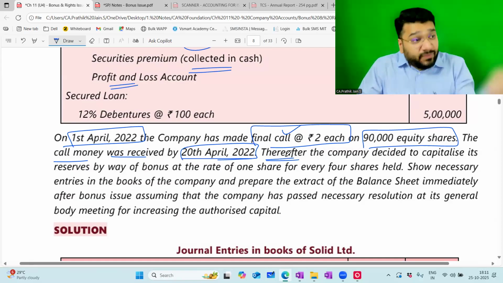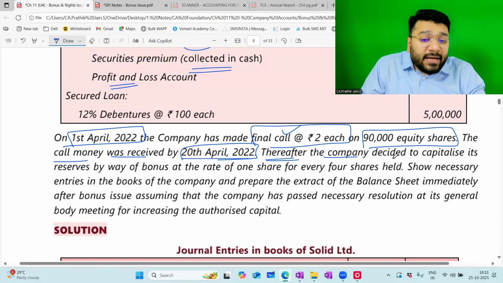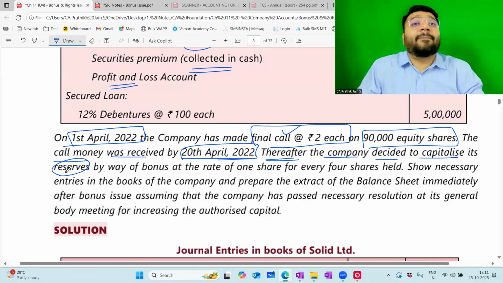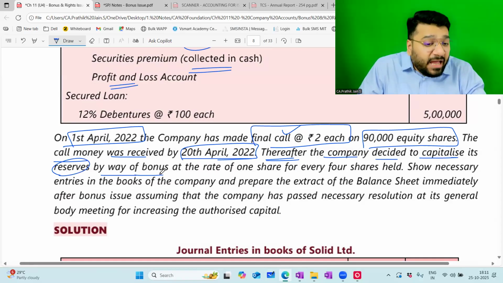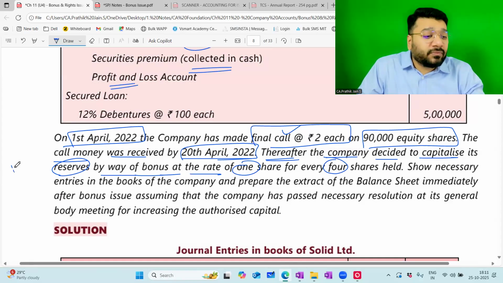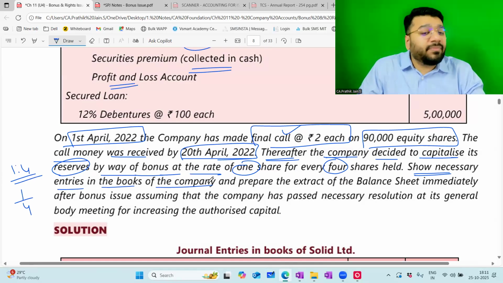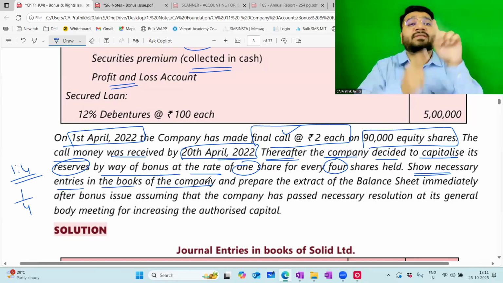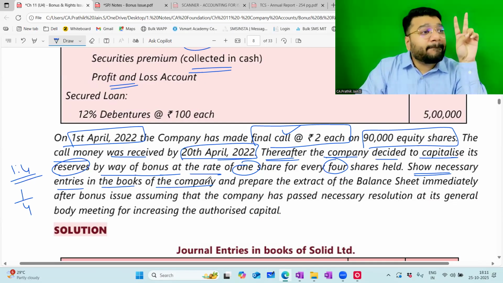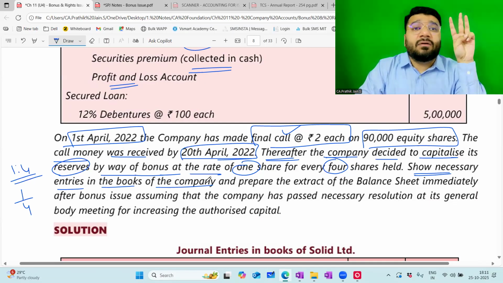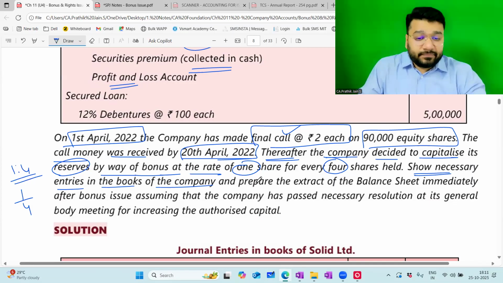Thereafter, after this is over only, the company decided to capitalize its reserve by way of bonus, by issue of bonus at the rate of 1 share for every 4 shares held. So what is the bonus ratio? 1:4, means 1/4. Show necessary entries in the books of the company. Necessary entries means what? First entry, due entry. Second entry, receipt entry. Third entry, bonus due entry. Fourth entry, bonus allotment entry.